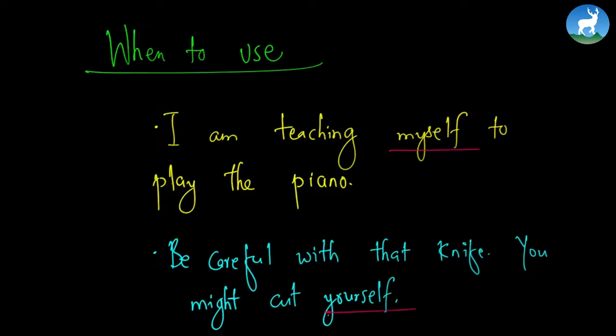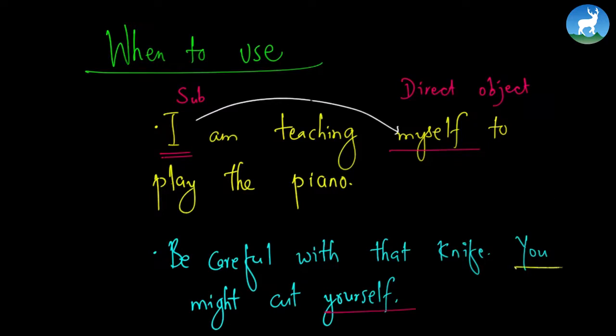Alright, so I am using a reflexive pronoun as a direct object when the object is the same as the subject of the verb. What is the subject of this sentence? This is the subject of the sentence. I am teaching myself. So the subject correlates with the word myself as the direct object. And what is the subject of the second sentence? You is the subject of this sentence, which then correlates with the reflexive pronoun yourself. So it is acting as a direct object.